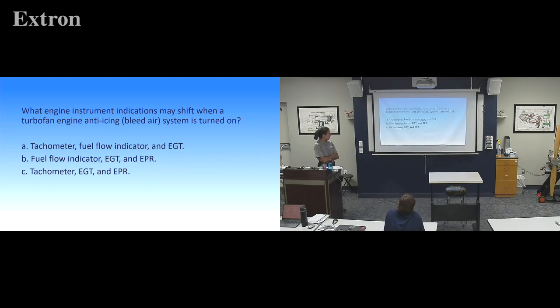What engine instrument indications may shift when a turbofan engine anti-ice bleed air system is turned on? So it may shift. That doesn't necessarily mean just a rise or drop. But will you see a shift in fuel flow? Anyone? Yes. Will you see a shift in EGT? Yes. Will you see a change in EPR? Yes. Will you see a change in tachometer? Yes.